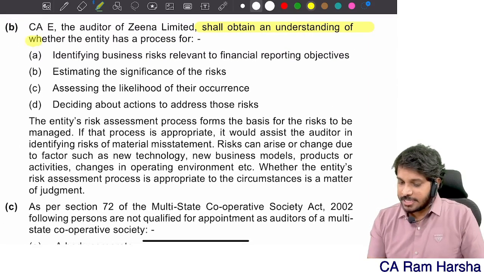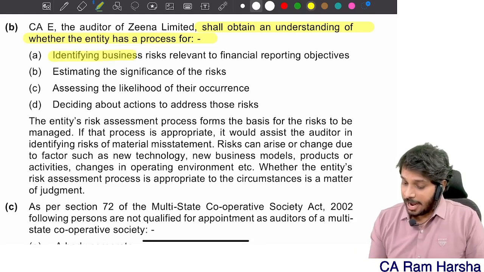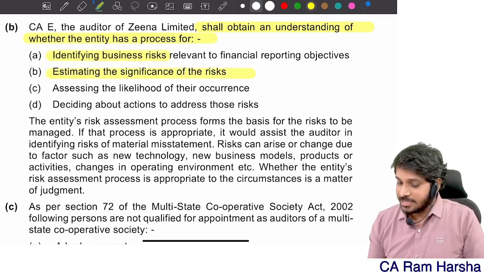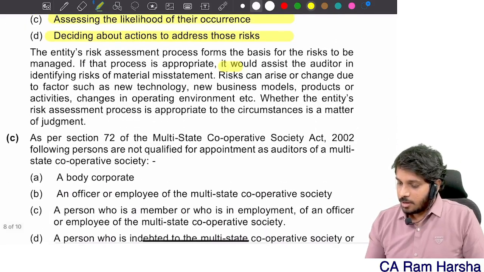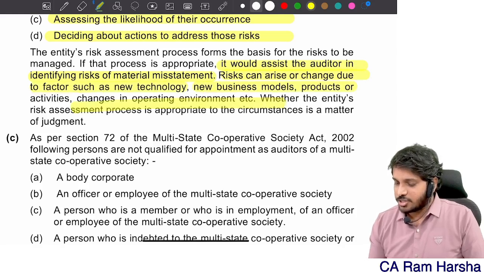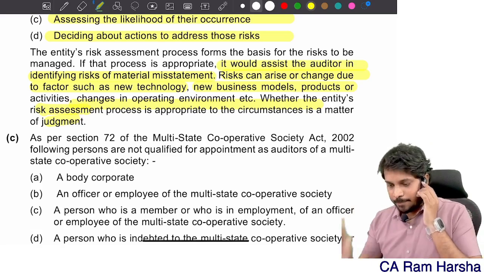The auditor shall obtain an understanding of the entity, whether the entity has a process for identifying business risk, estimating its significance, assessing the likelihood, and describing it. It would assess the audit in identifying risk. Risk can arise due to change in technology and all that. This is straight away a risk assessment chapter question. You go through it.